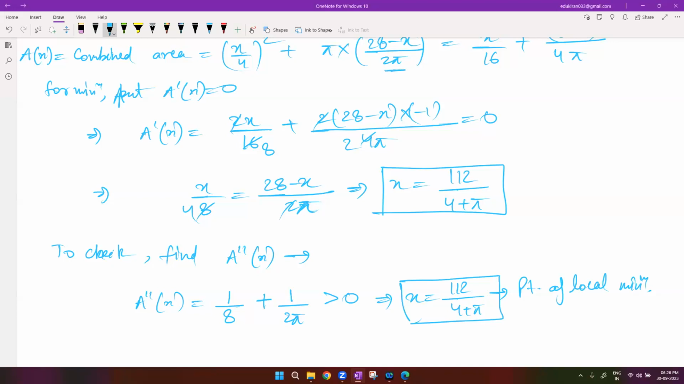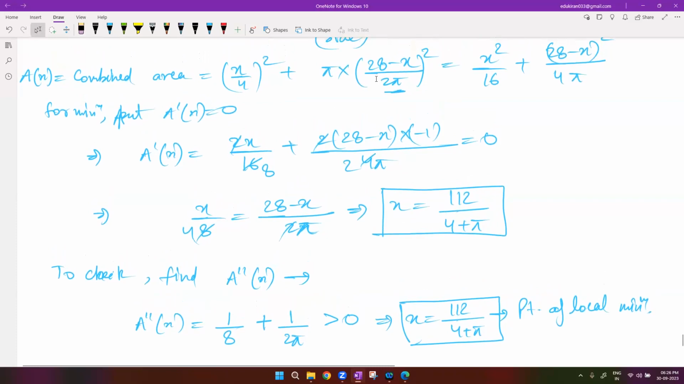It was square in the denominator actually. 2 pi whole square would be 4 pi square. 1 pi cancelled out 1 pi. See here, this was square. So in the denominator, we only have 1 pi.